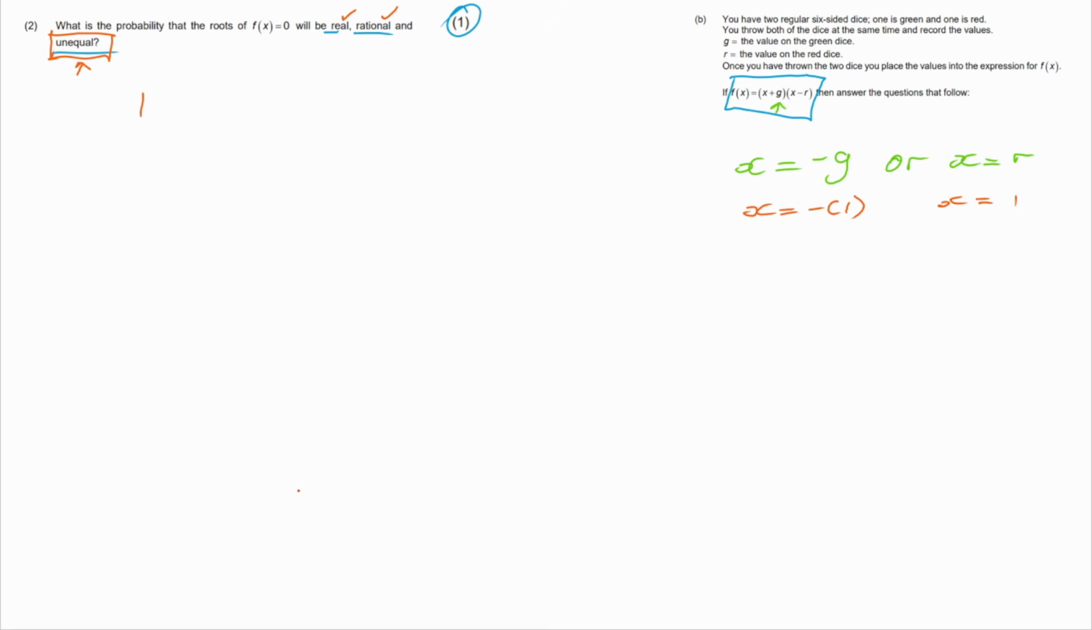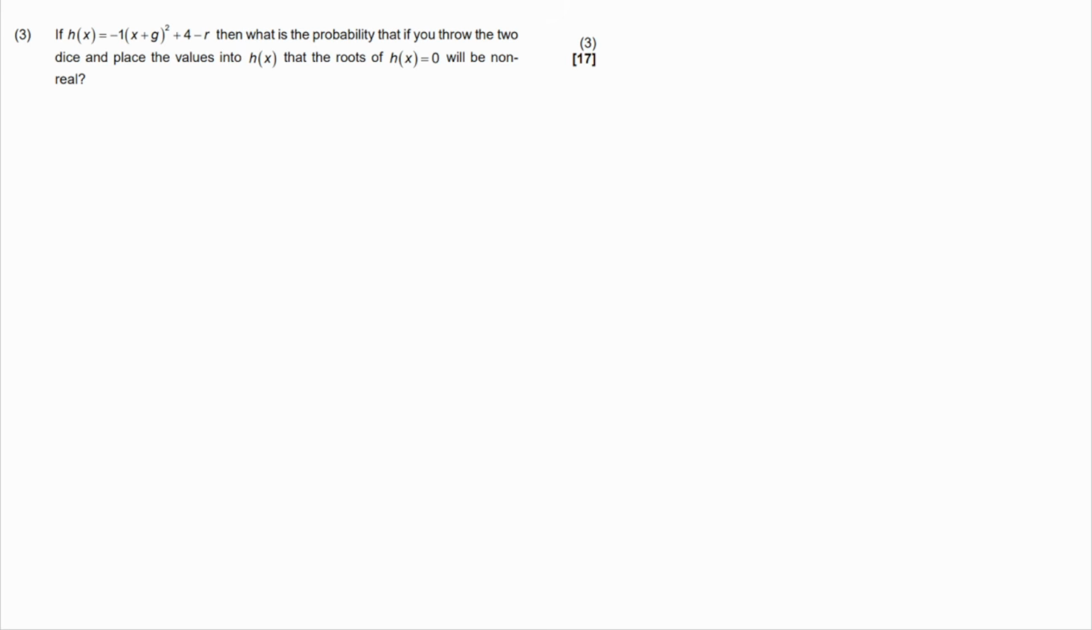100%. Okay. Now for question 3, they say if h of x is given by that, then what is the probability that if you throw the 2 dice and place the values into h of x, the roots of h of x equal to 0 will be non-real? Okay, so this is given in turning point form. So let's expand this out so we can look at when the roots are non-real.